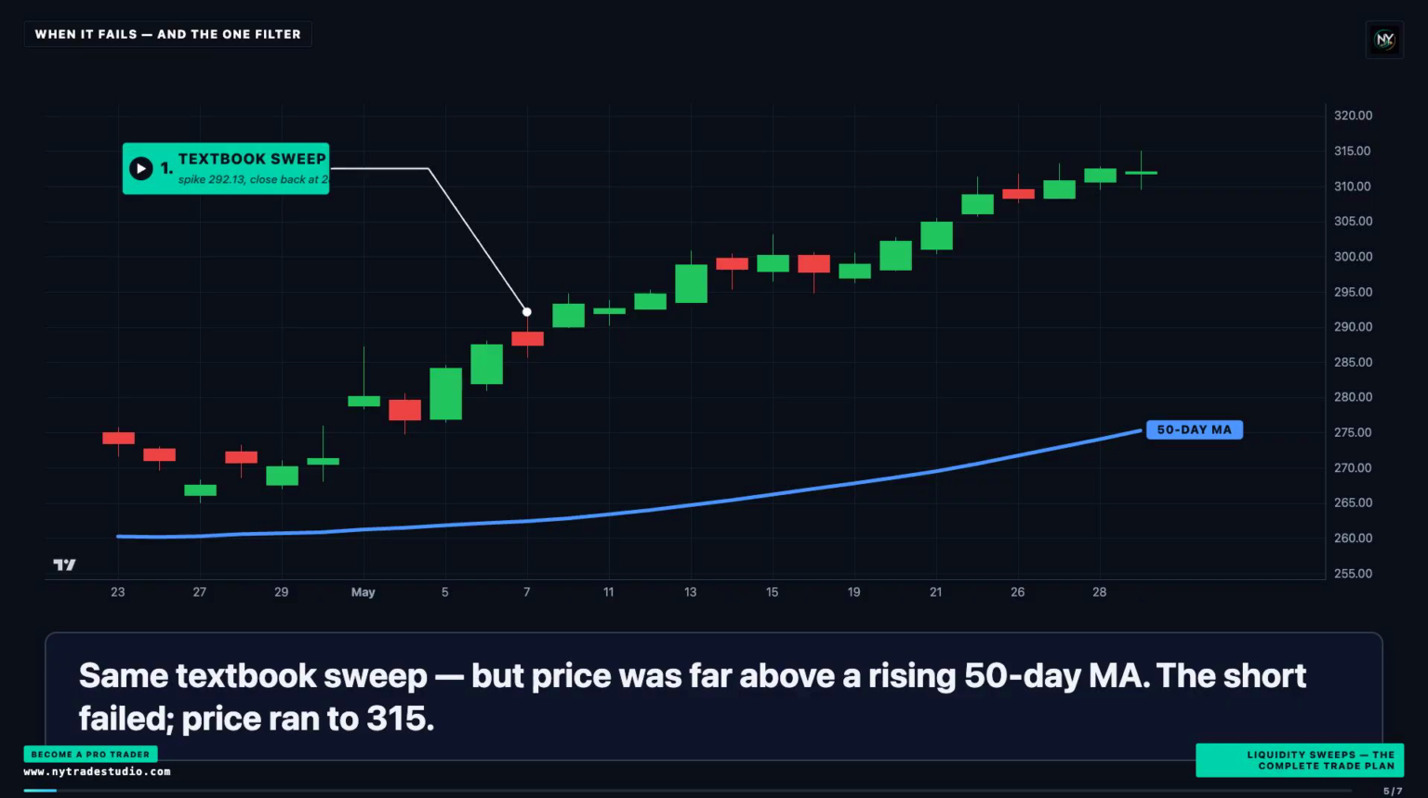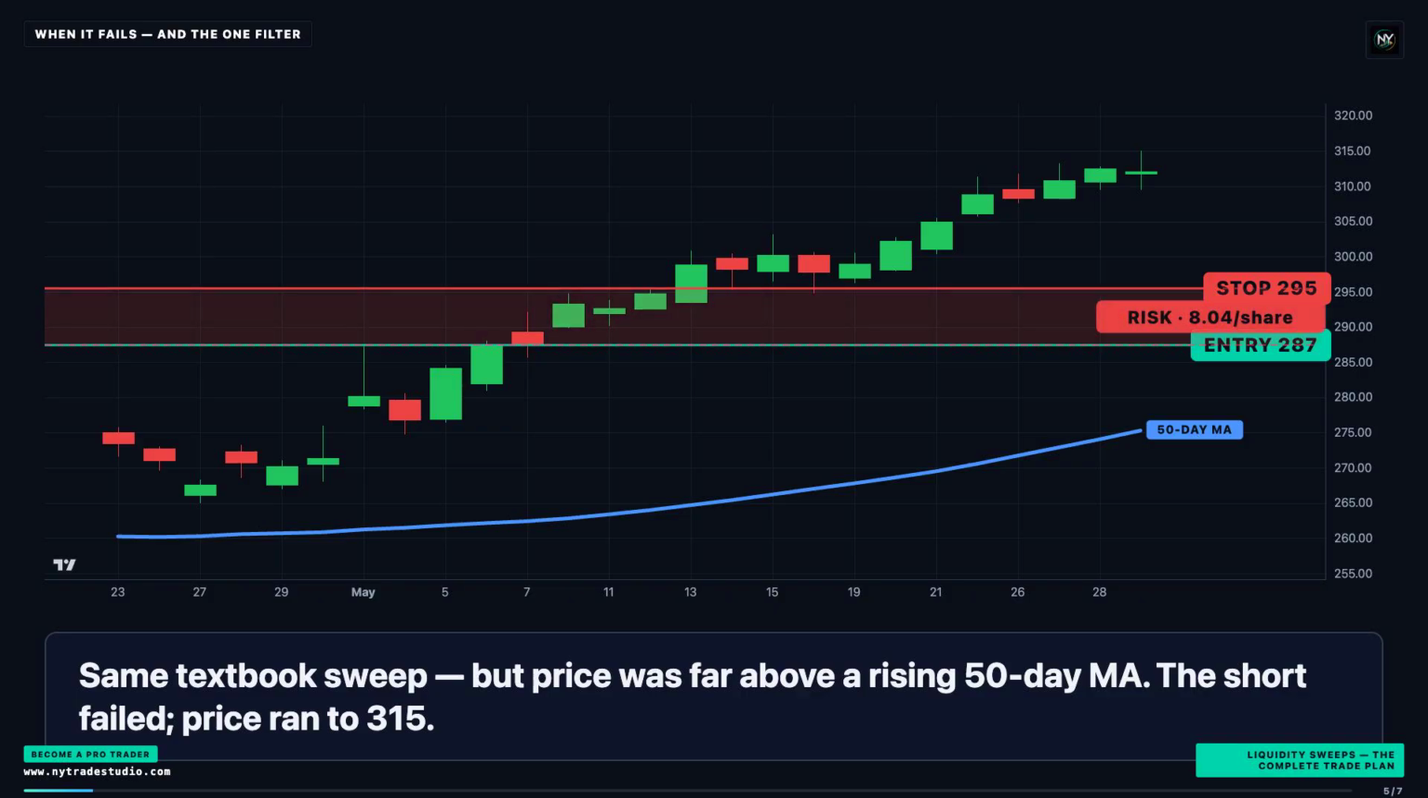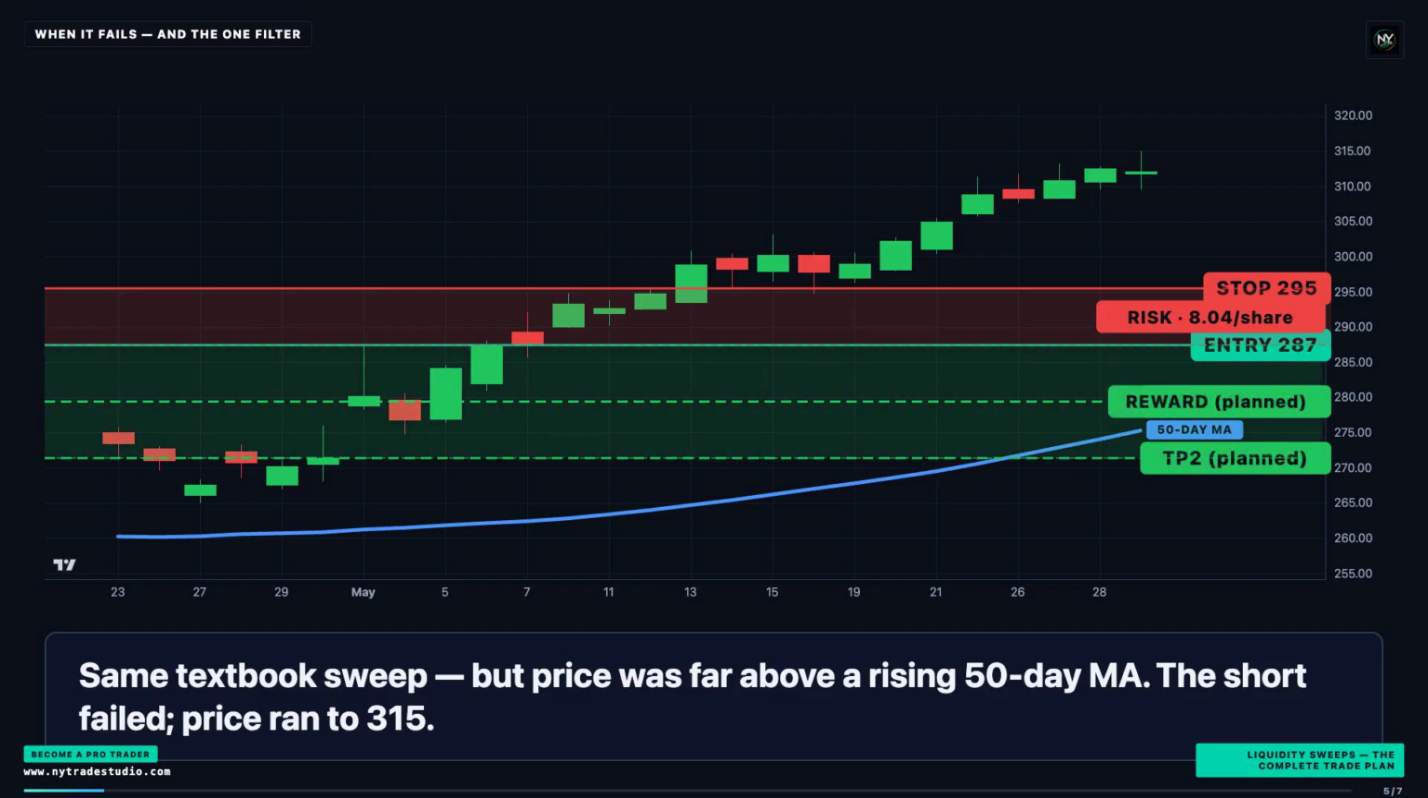Resistance up at 288, a spike above it to 292. Grabbing the stops, a close back below at 287.44. That is our signal, so we build the trade exactly like before. Short at 287, stop just above the spike at 295. There is our risk box, and a beginner would set targets below and wait for the drop, the green reward box. Everything looks identical to our 2 winners.